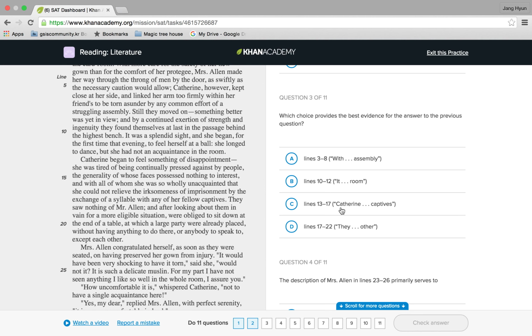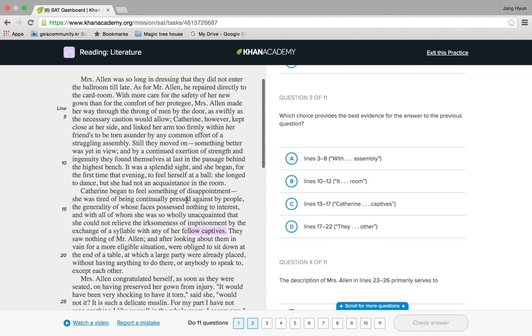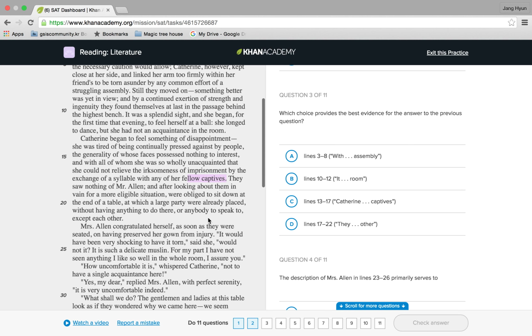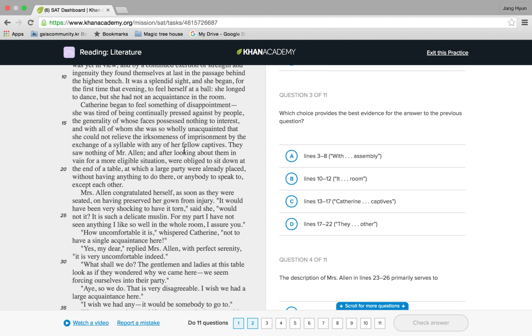Next, 13 to 17. Catherine began to feel something of disappointment. She was tired of being continually pressed by people she was unacquainted with, relieved the irksomeness of imprisonment, fellow captives. Yes. So, yep, I think it's this. But let's just check D. They saw nothing of Mr. Allen. The end of a table at which a large party was already placed. Nah, it's C. Yep.